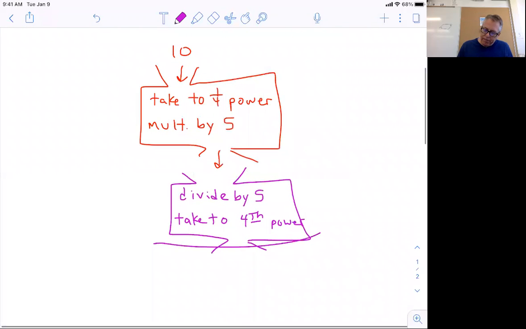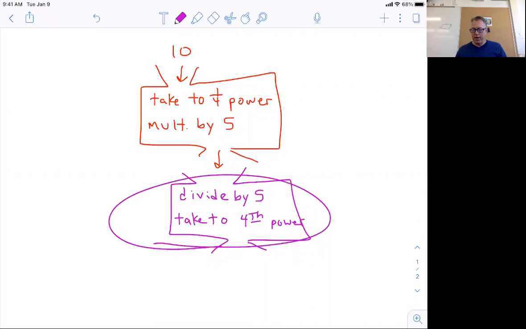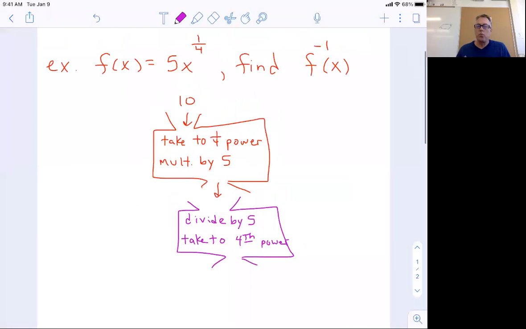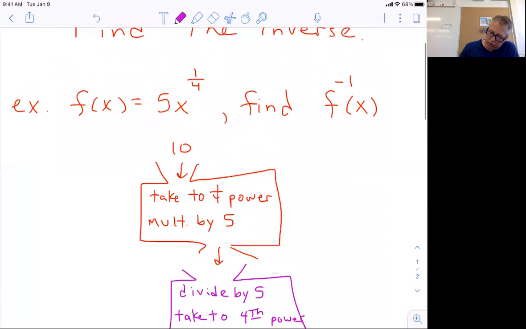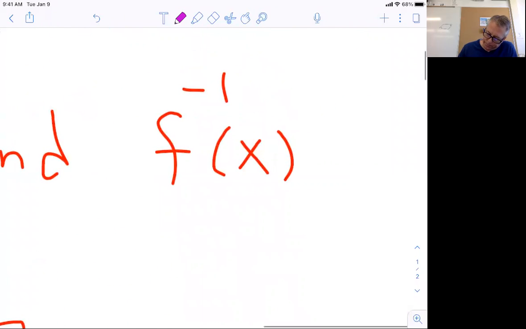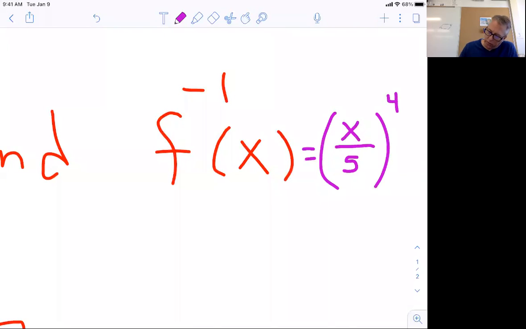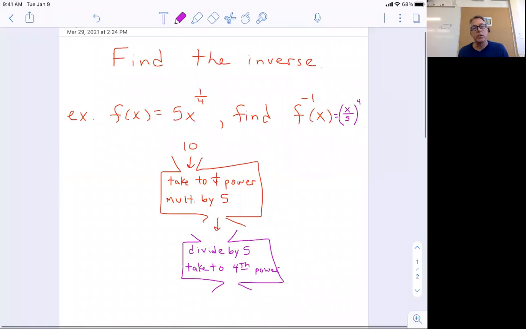So I need to come up with a function that we're going to divide by 4. I'm sorry, divide by 5, and then take to the 4th power. Well, let's just think that through. You're taking your inverse function. When you take your number, you're going to divide by 4. I keep saying 4, I'm sorry. Divide by 5, and then take that whole thing to the 4th power. That is its inverse. So this is our answer.